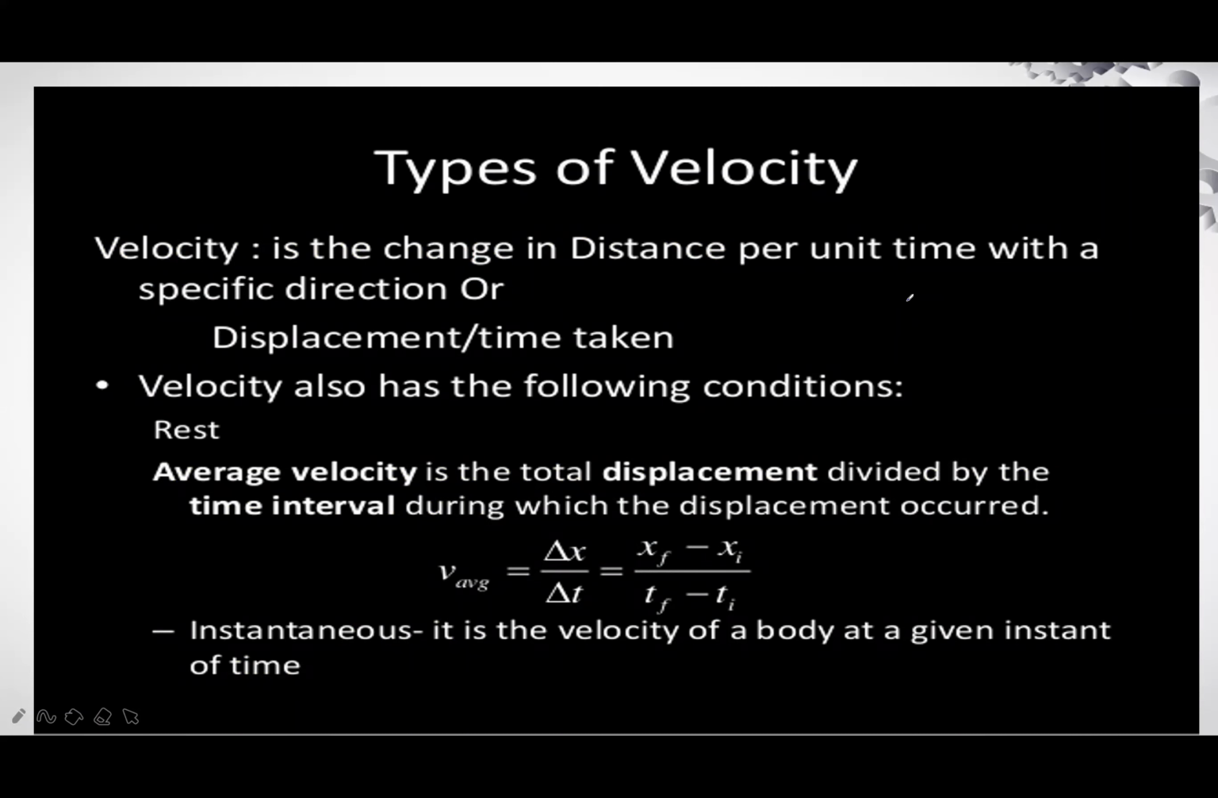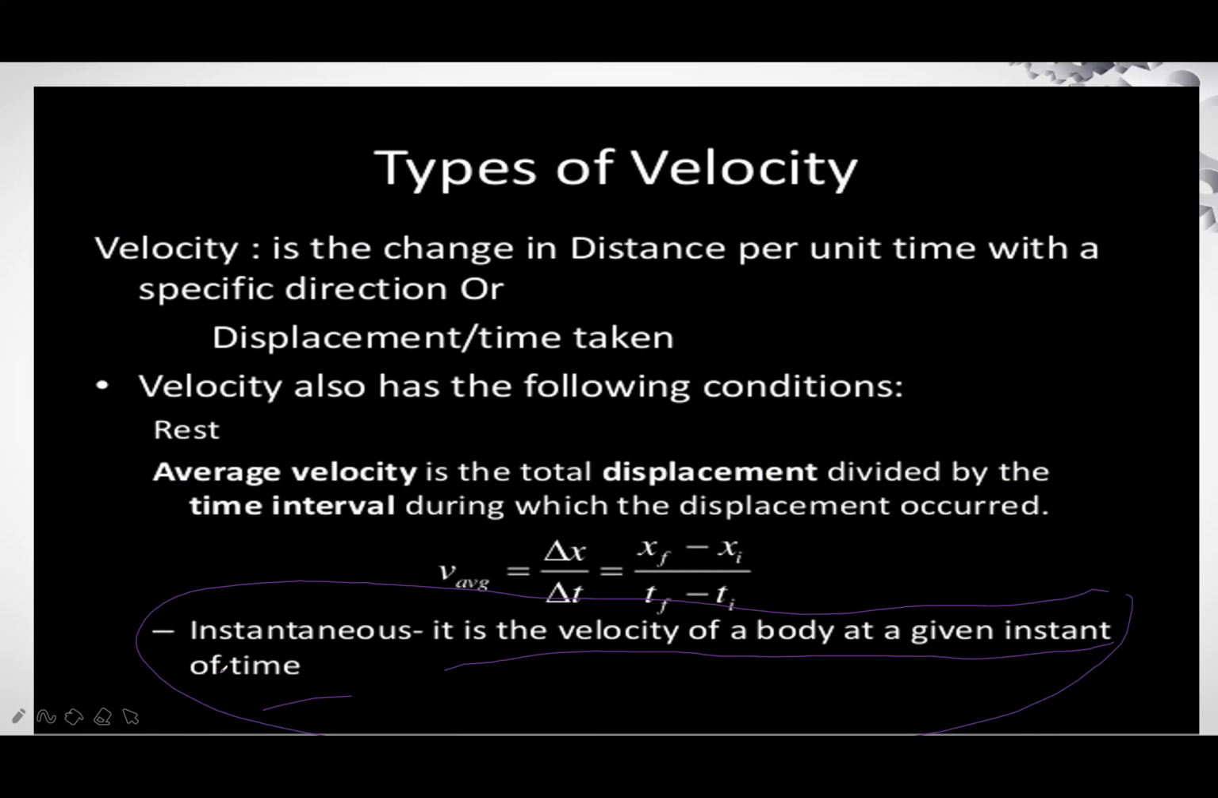Now next is instantaneous velocity. The velocity of a body in a very short interval of time. The velocity of a body at any instant of time is called instantaneous velocity. It is the velocity of a body in a very small possible interval of time.